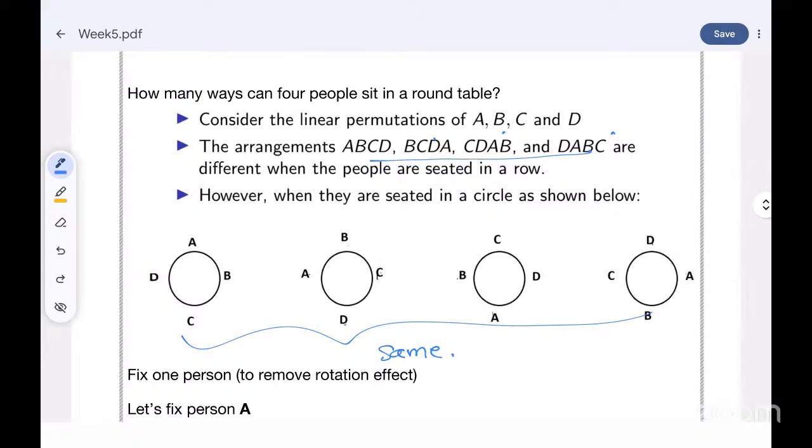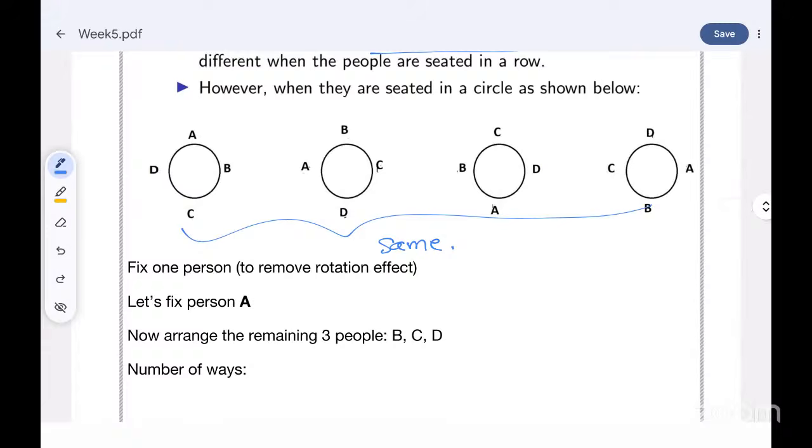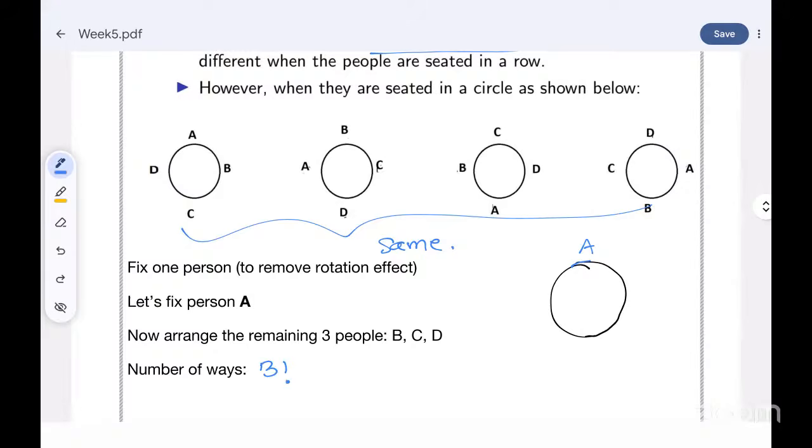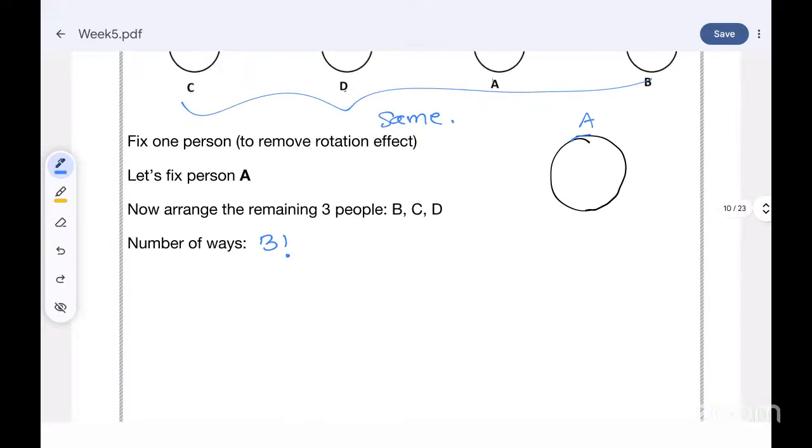So now to fix this problem, what can we do? Let's fix one person. Let us say we are fixing the person A, right? So in the circle, now I am fixing this person A. Okay, the remaining B, C, D, how many ways can I move them around? 3 factorial. Yes. So I can arrange them in 3 factorial ways, right? So you see that if A is fixed, then you have 3 factorial ways.